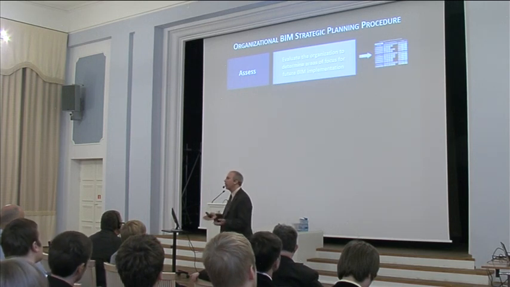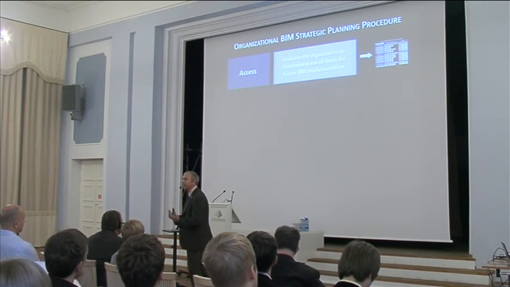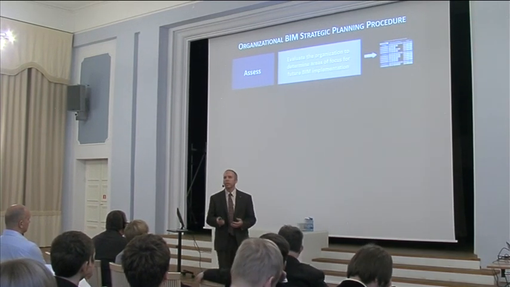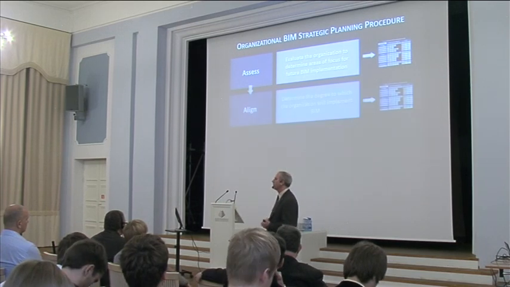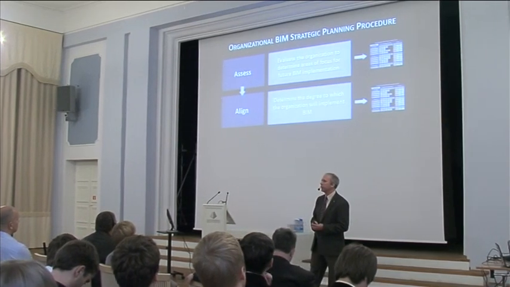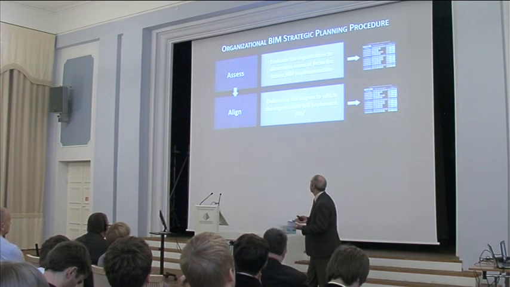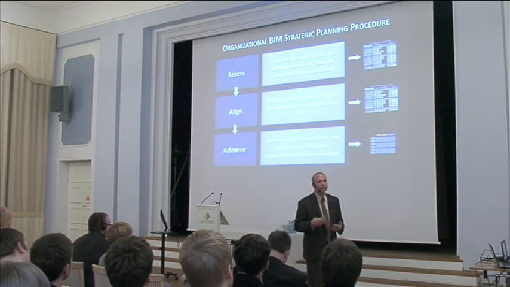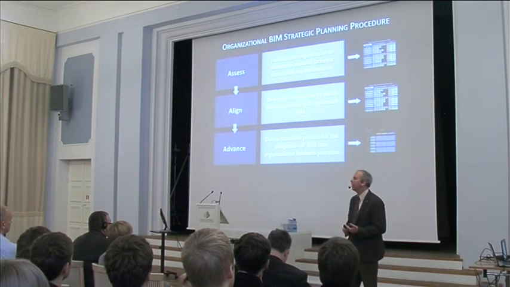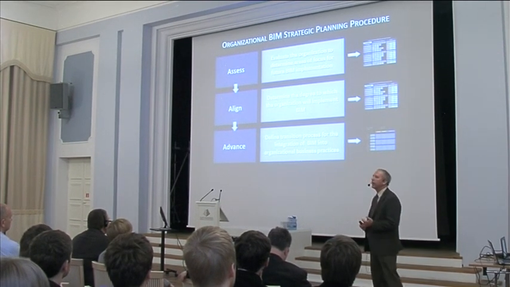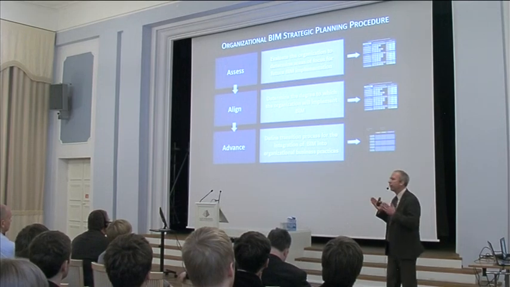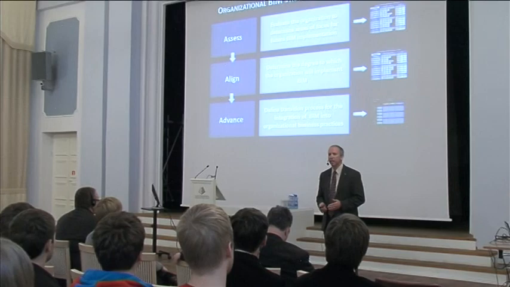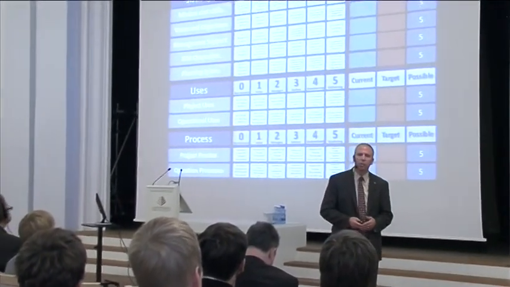So it's important that an owner sits back and assesses where they are, reaches out, interviews people, and talks to people to find out what their current level of implementation is. After assessing where you are, then looking at where you want to get to, what is the alignment of where you would like to be, and then ultimately putting together an advancement strategy. How am I going to get from point A to point B in this particular process? And I'll show you an example of this.